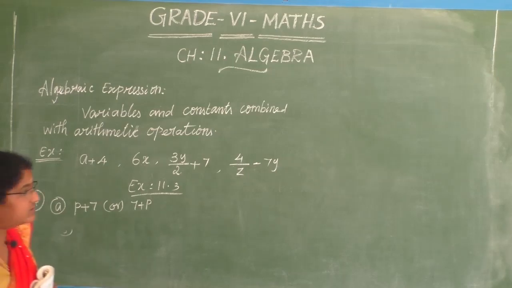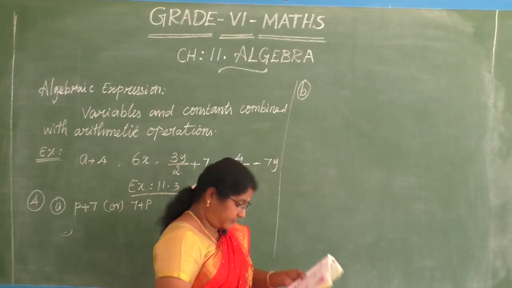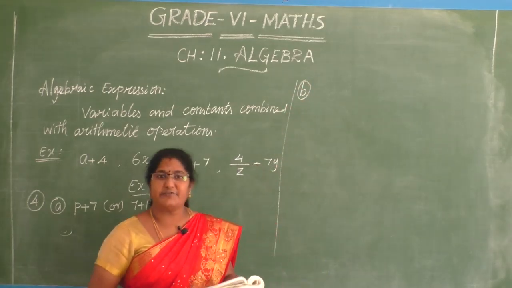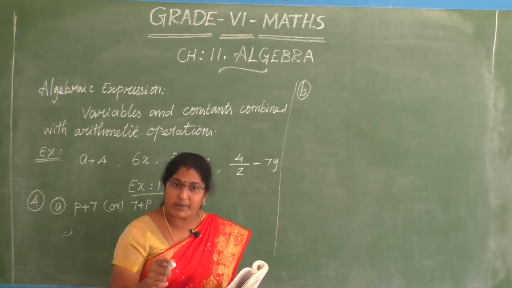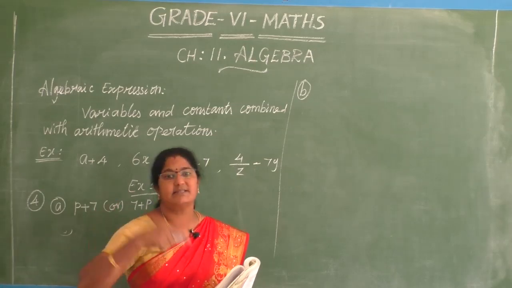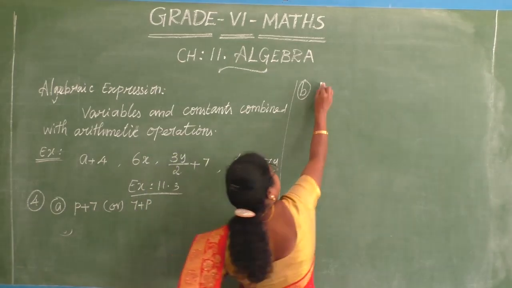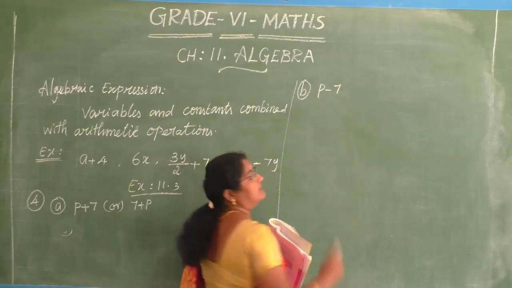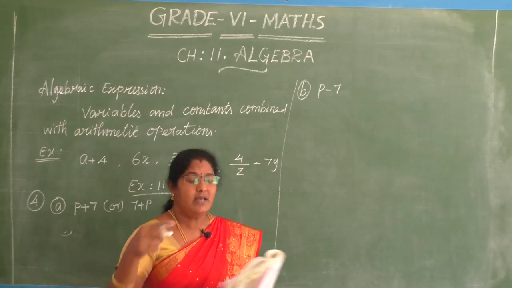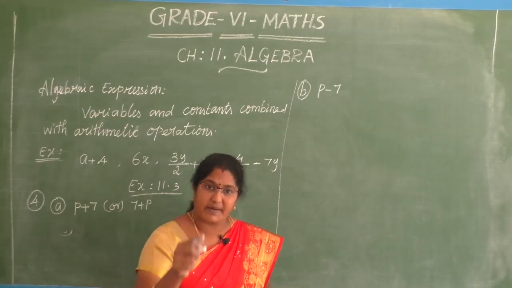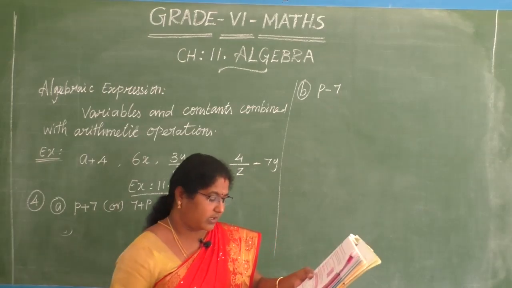Next, B question. For subtraction, you write very carefully. 7 subtracted from p. 7 has to be subtracted from where? From p. It has to be subtracted from p. So what do we have to write first? p. From p. So p minus 7. This is the correct way. You can't write 7 minus p. This is wrong. If the words given are 7 subtracted from p, then p only we should write first. Clear? Okay.